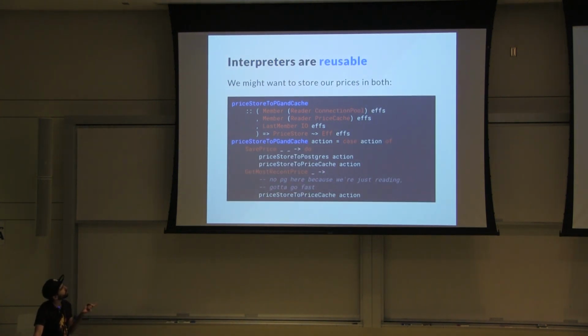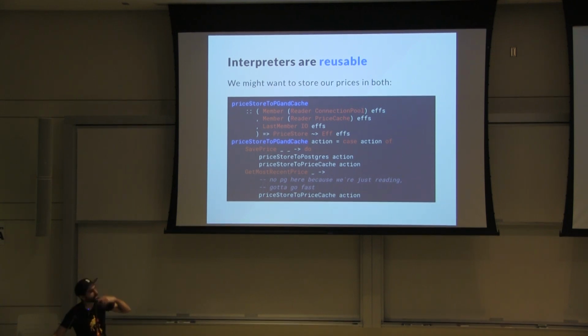But what's really interesting about all this is that since interpreters are reusable, we actually can write a third interpreter in terms of both, right? Where we might want to save both to a cache and Postgres for historical purposes. But realistically speaking, most of the time we're going to be fetching the most recent one in real time anyway, and that doesn't necessarily need to come from disk. So we might want to have this sort of low latency cache in addition to our persistence.